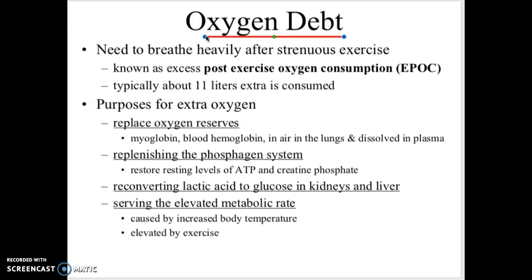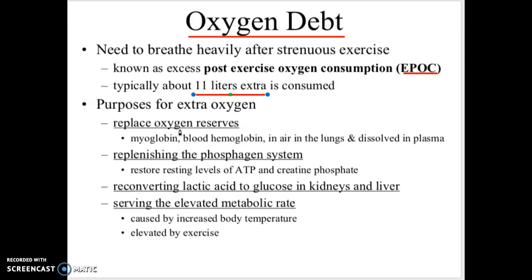After strenuous exercise, our muscles are desperate for oxygen, and we call this state oxygen debt. This is when your muscles really are trying to regenerate everything that was used during the exercise. This is called post-exercise oxygen consumption. You might see it abbreviated as excess post-exercise oxygen consumption. 11 liters extra that you're breathing in and out.